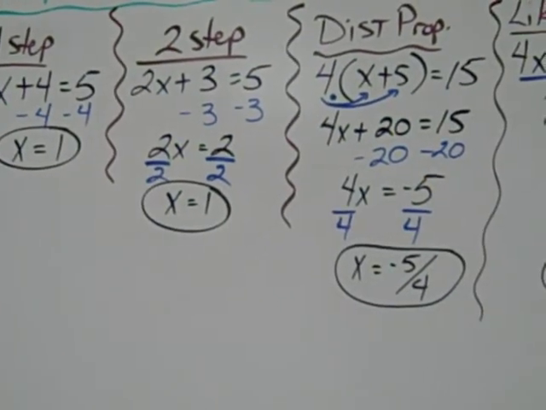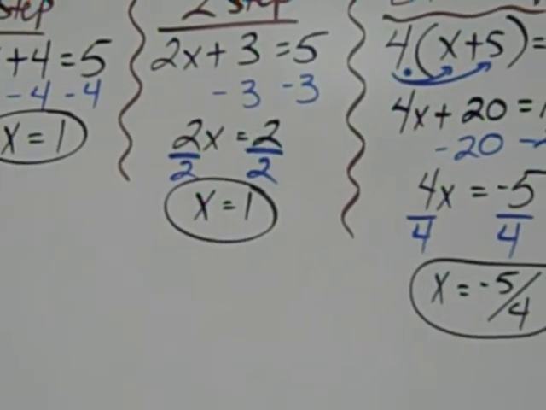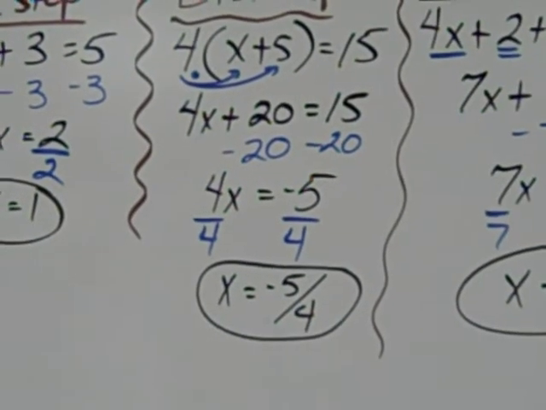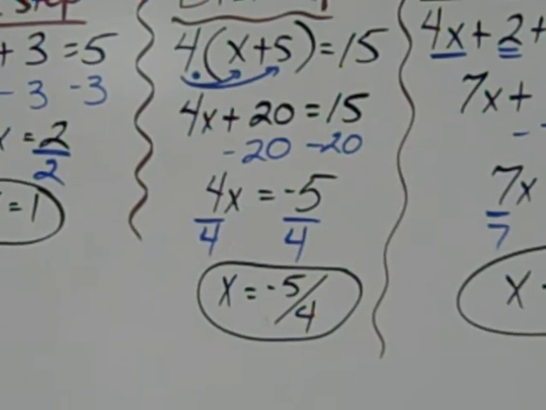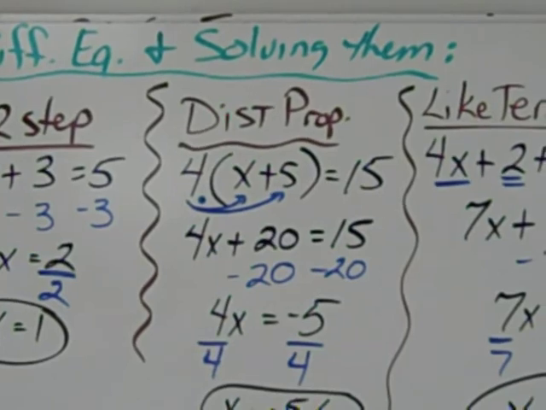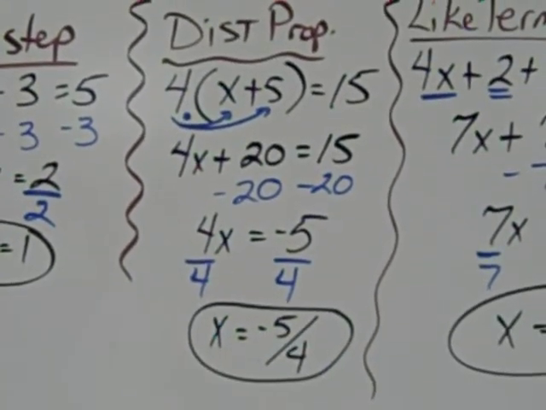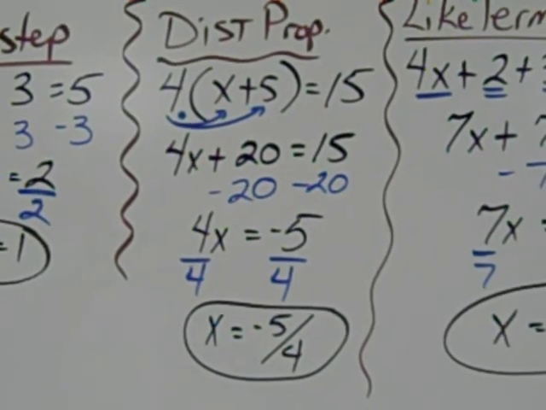With your 2-step, we have to make sure that we're doing the first step of getting rid of what's attached by addition or subtraction first, doing that to both sides. Second step is our division, or we may be multiplying by the reciprocal. With distributive property, you may end up having to distribute first. Actually, you're going to have to distribute first for this problem to work, and go through the steps similar to what we did on the other one.